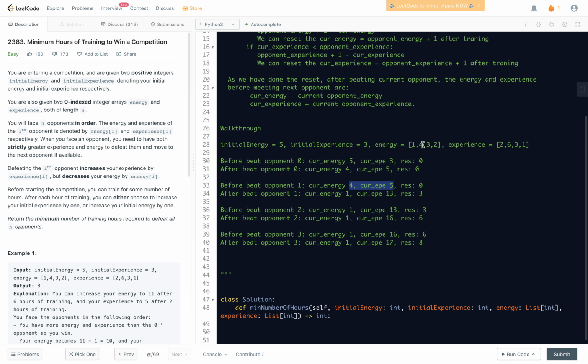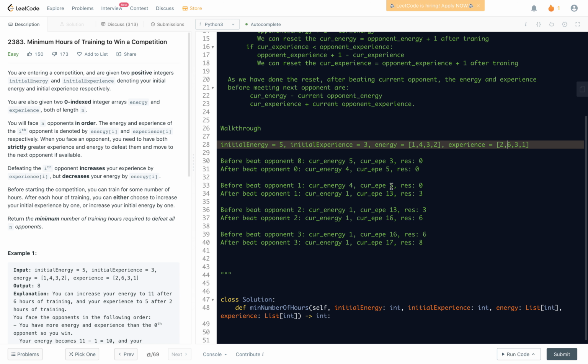And the experience is incremented by 2, so the experience will be 5. So we have 5, 4, and 5. And then when we look at the second opponent, we have the energy is 4 and the experience is 6.